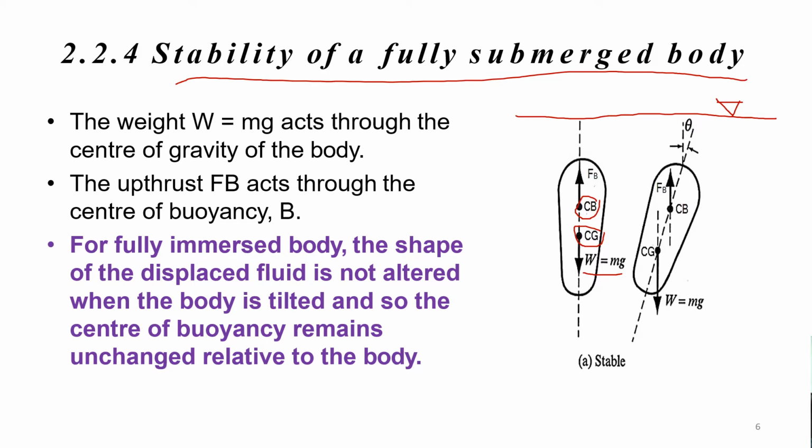for vertical. And then when the fully submerged body is tilted, the center of buoyancy remains unchanged relative to the body. Okay, why does it happen like this? Because it is an immersed body. So an immersed body must be stable, and there is no change in the location of the center of buoyancy. Okay, you can see before tilt and after tilt, the center of buoyancy is still the same. So this means that the fully submerged body is stable.